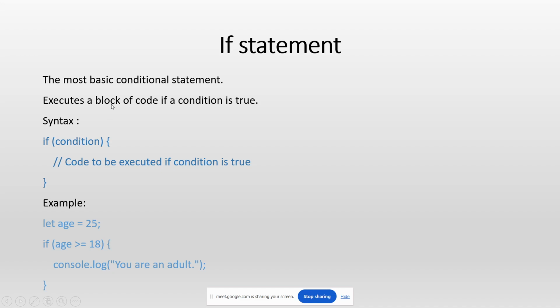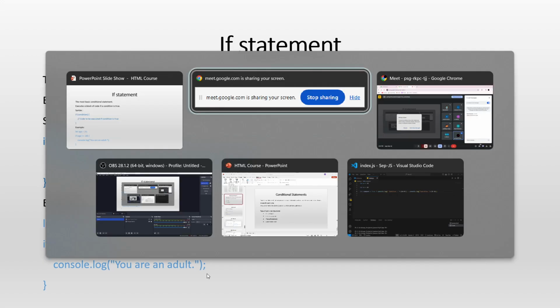So, what does an if statement do? If the condition is true, the code inside this block is going to get executed. As you can see here, I have given one example. Let us create a variable: let age is equal to 25. Here I'm writing one condition like this: if age is greater than or equal to 18, then console.log "you are an adult". If the condition becomes true, this block of code should be executed. Let us see the output of it by doing it practically.